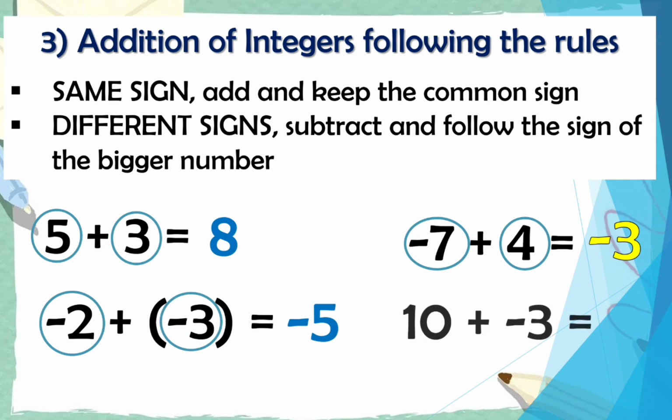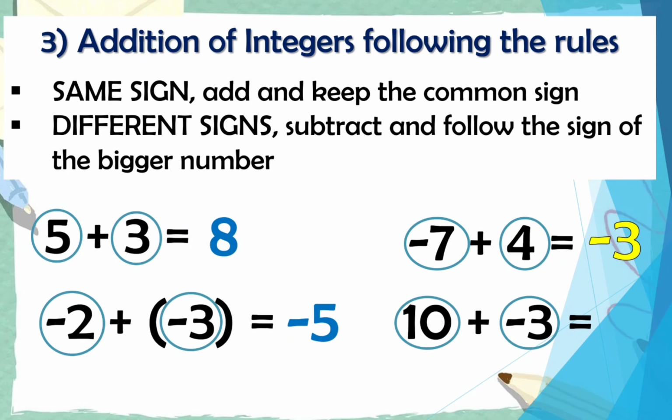Okay? Next, 10 plus negative 3 equals blank. So here, our first addend is positive. Sa pangalawa naman, that is negative. Okay. Pareho ba yun ng sign o magkaiba? Magkaiba ng sign. Yung una positive, yung pangalawa naman ay negative. Dahil magkaiba sila ng signs, we will subtract. So, 10 minus 3. So, that will give us 7.